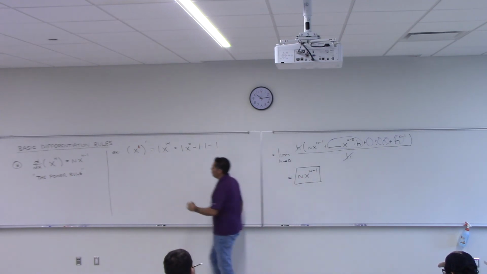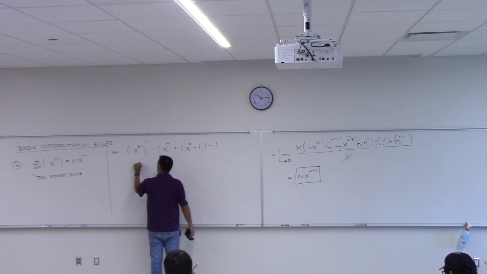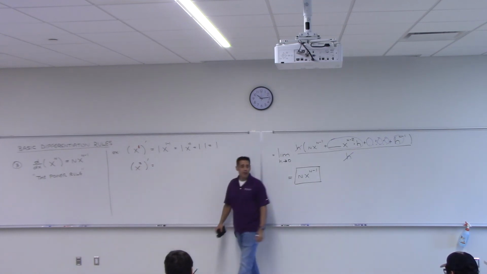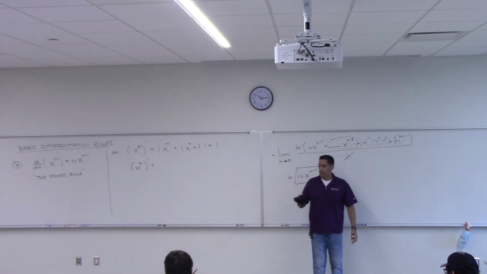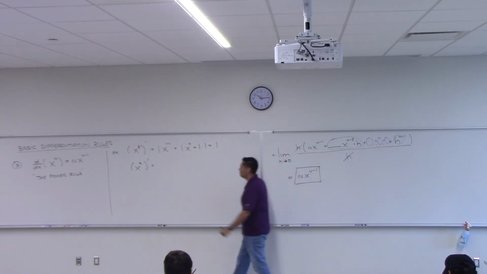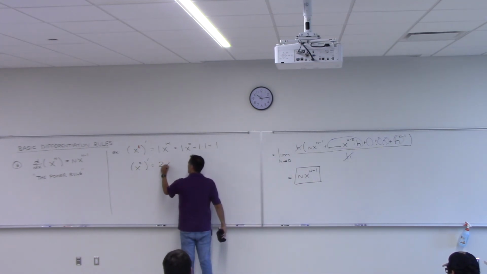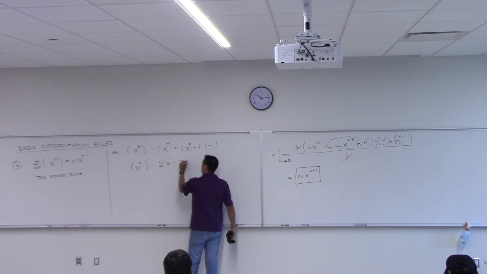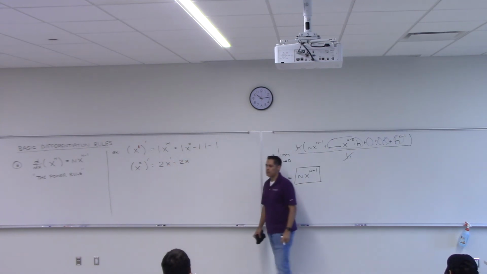All right, let's do another one. What about x squared? What's the derivative of x squared? So the power here is 2, right? So 2 comes out. X to the 1, which is just 2x. 2x.